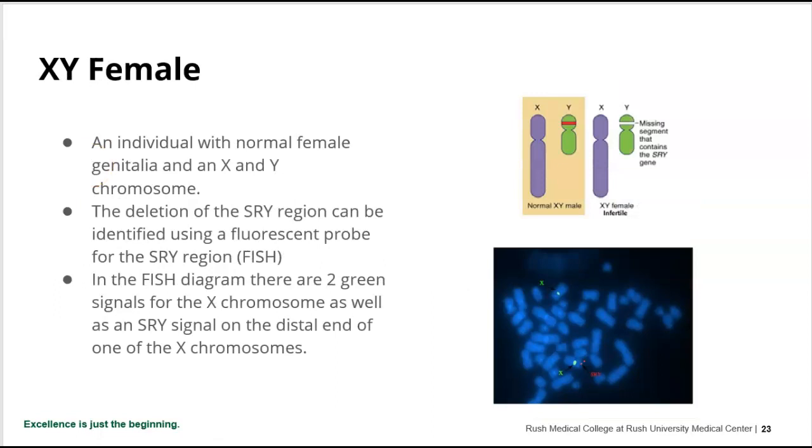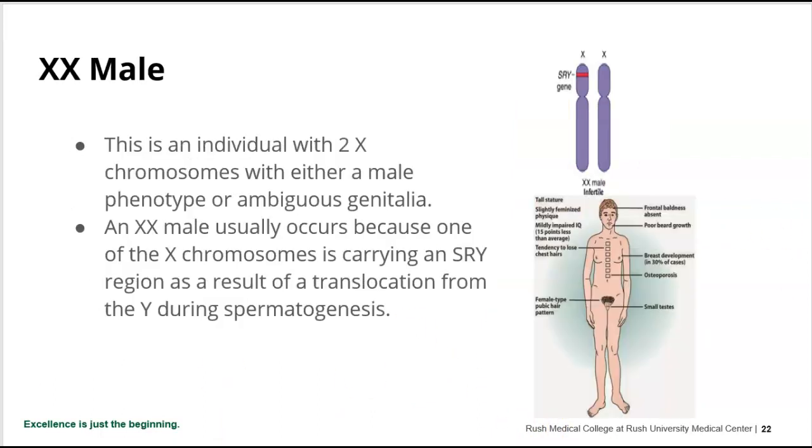On the flip side, what if the dad donates the Y that has a deletion of the SRY gene? This is an XY female. They have an X chromosome. This is actually the opposite of the FISH that I should be showing: the X chromosome and an SRY. Actually, if I did FISH, there would not be an SRY region there. So I'm going to move this. Ignore this; it probably should be in the previous slide.